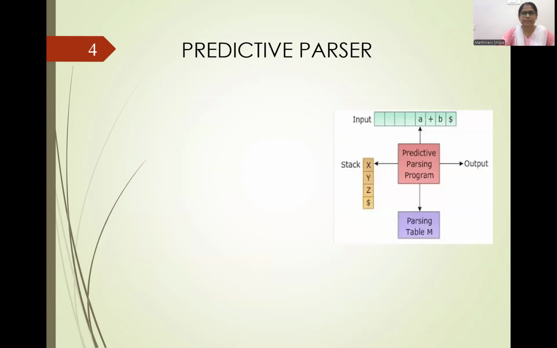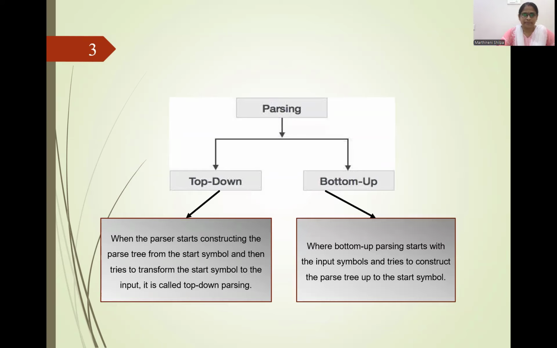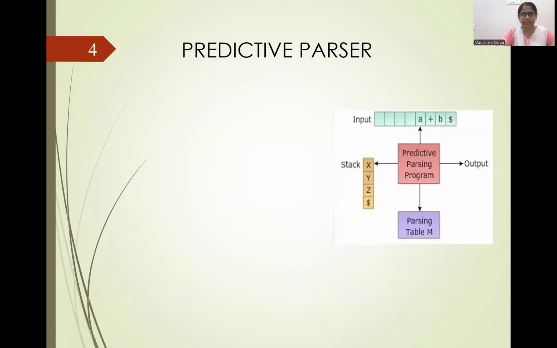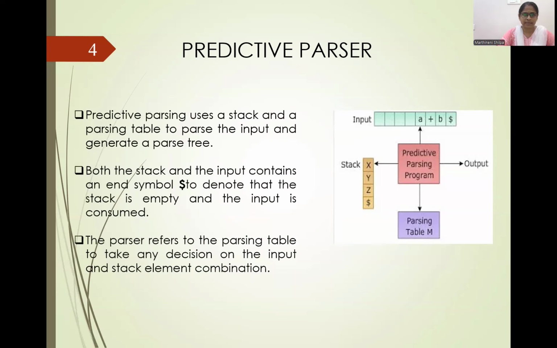Now we'll discuss top-down parsing. There are different kinds of top-down parsing, with backtracking and without backtracking. In this session, we are going to discuss the predictive parser. That means without backtracking. This parser is also known as the LL(1) parser.